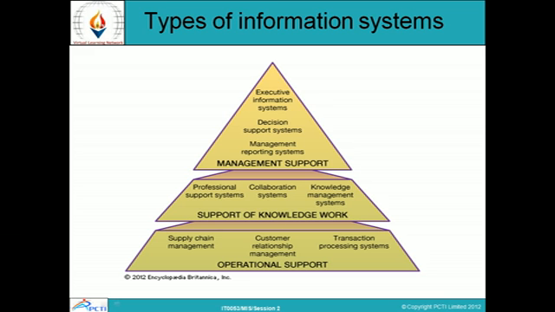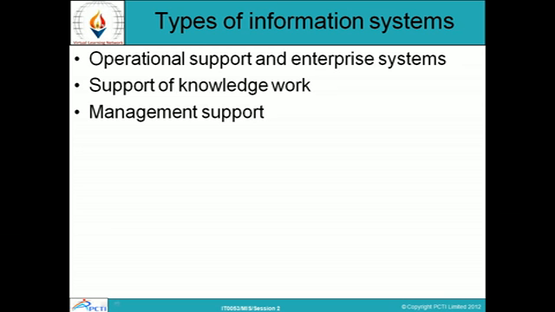Support of knowledge work includes professional support system, collaboration systems and knowledge management system, which will act as a tool in the hands of the manager. Operational support system includes other subsystems like supply chain management, customer relationship management and transaction processing system. Types of information system include operational support and enterprise system, support of knowledge work and management support.